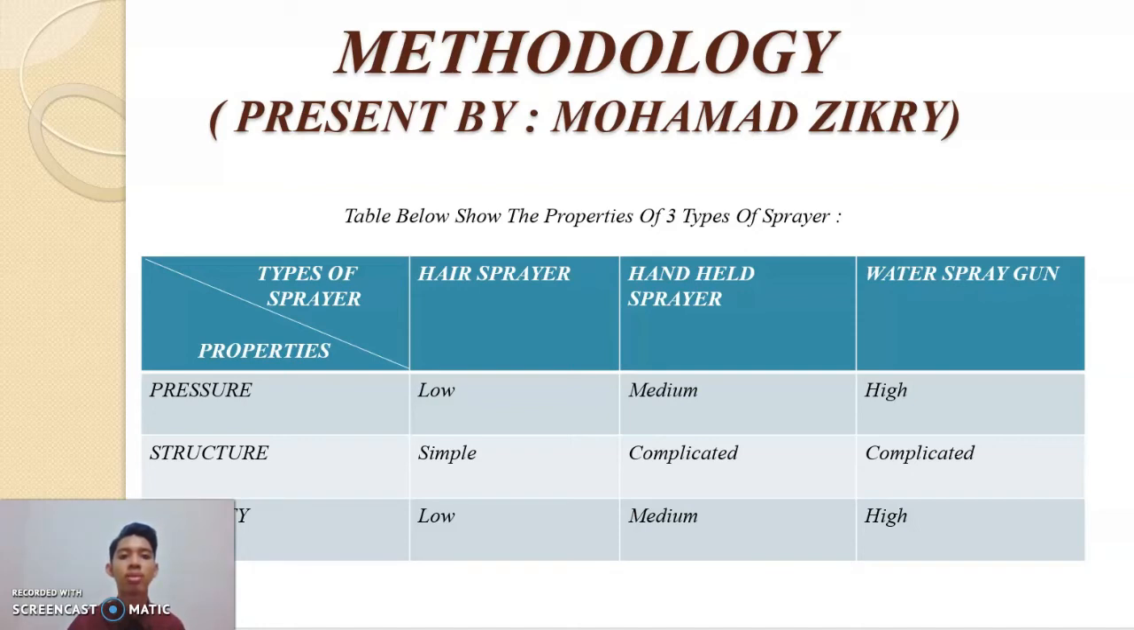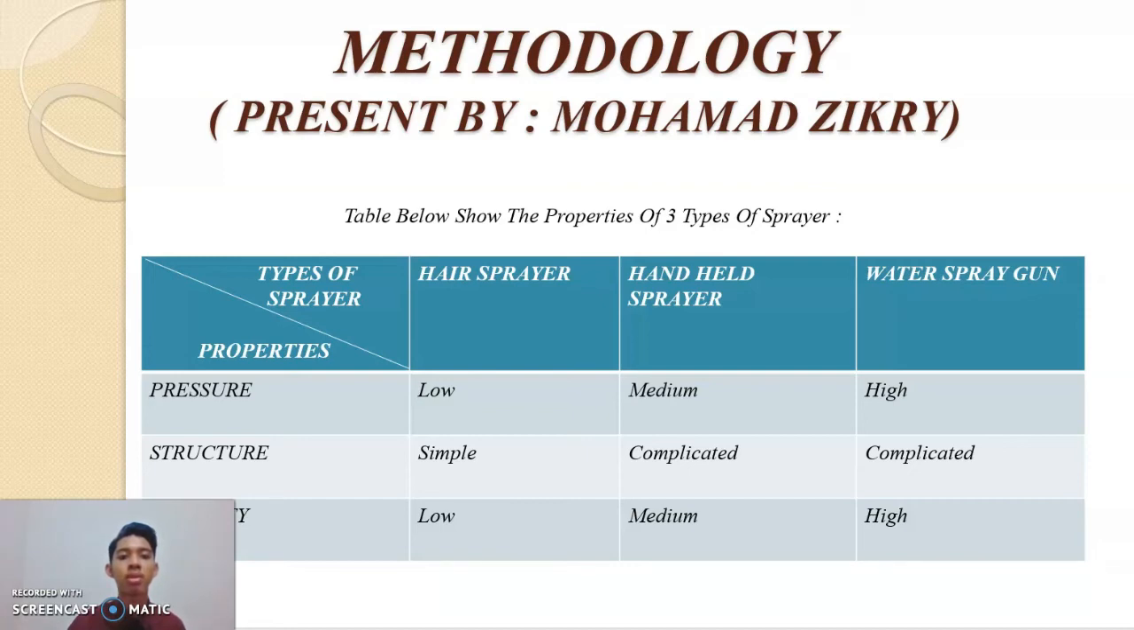For the head sprayer, we found that the structure was simple, while the structure of the handheld sprayer and water spray gun was complicated compared to the head sprayer. From the structure study of the sprayers, we know that when the structure of a sprayer is more complicated, its performance will be better.